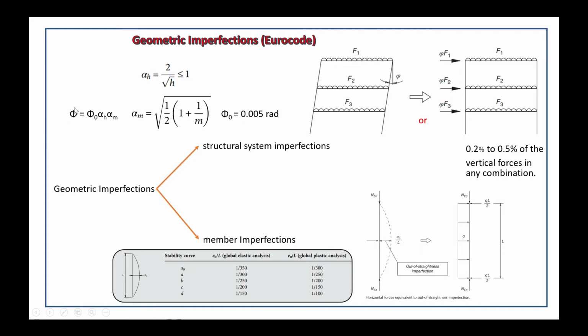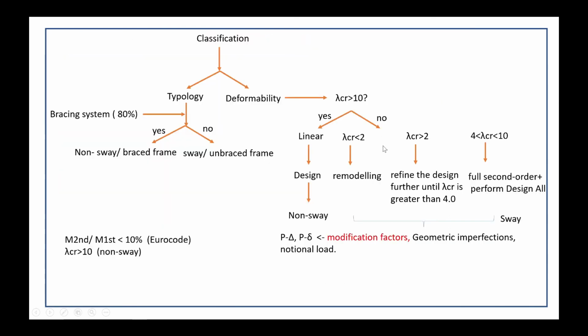This option is over here, the automatic option. You can use the formula, but if the software doesn't have the option, you can use an equivalent method by applying notional load. And for small p-delta, we are concerned about slenderness and long members. Don't forget the modification factor to reduce axial stiffness or bending stiffness. And geometric imperfection, we talk about geometric imperfection.